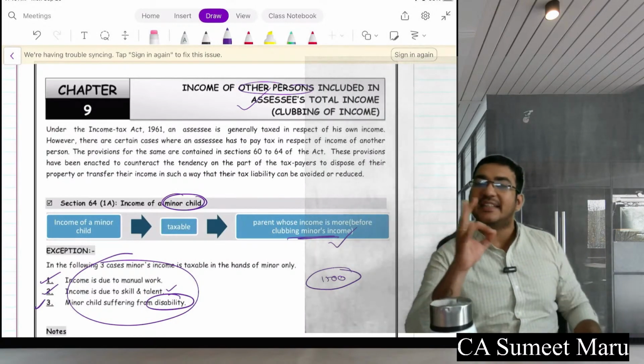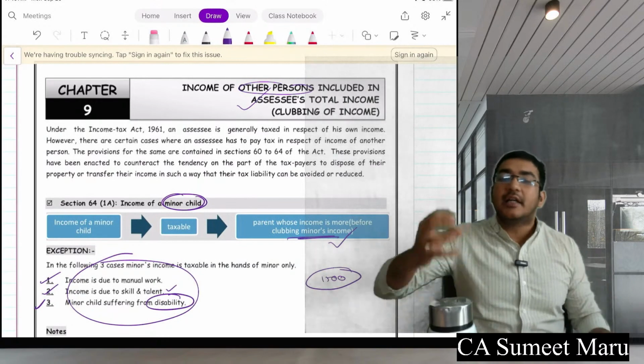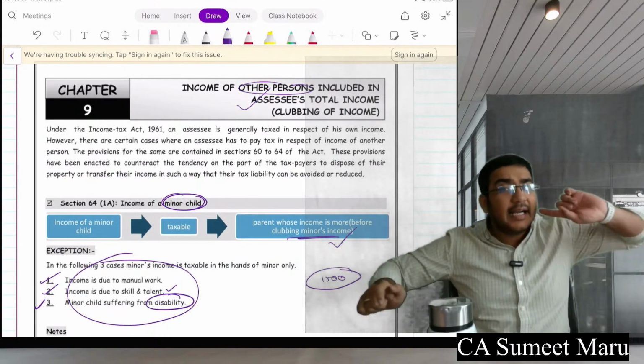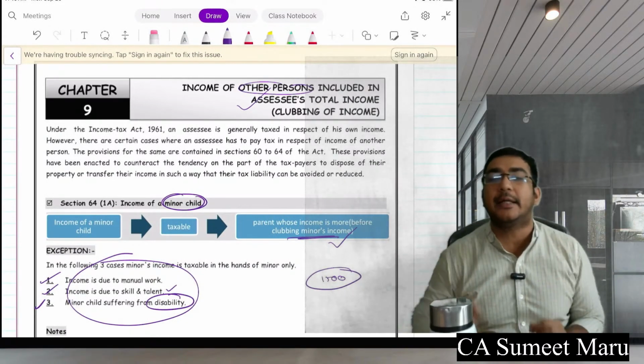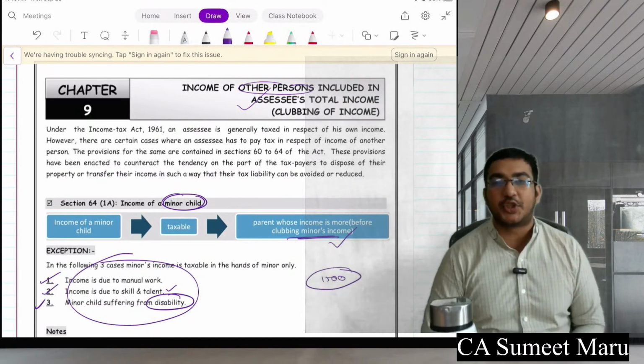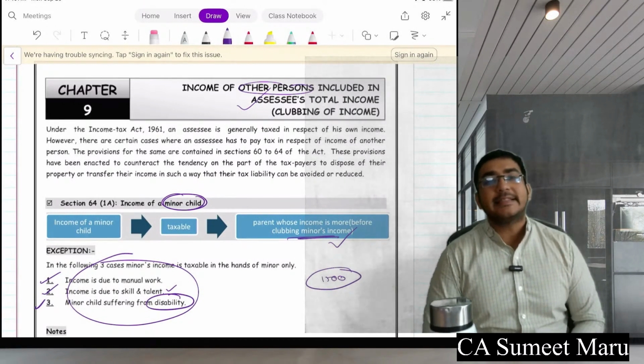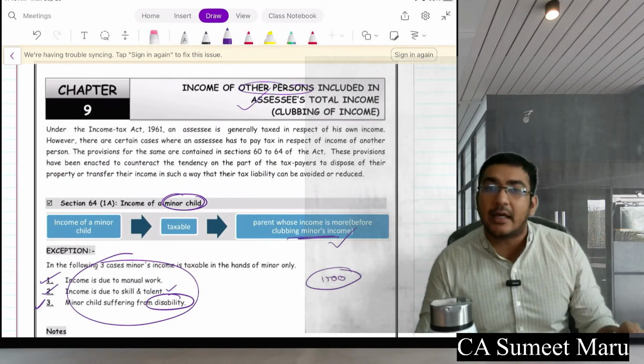So now let's go to the next chapter, that is clubbing of income. In clubbing of income, the first provision which we have seen is that the income of a child is going to be clubbed in the hands of the mother or father, whosever total income is higher, before adding this child's income.